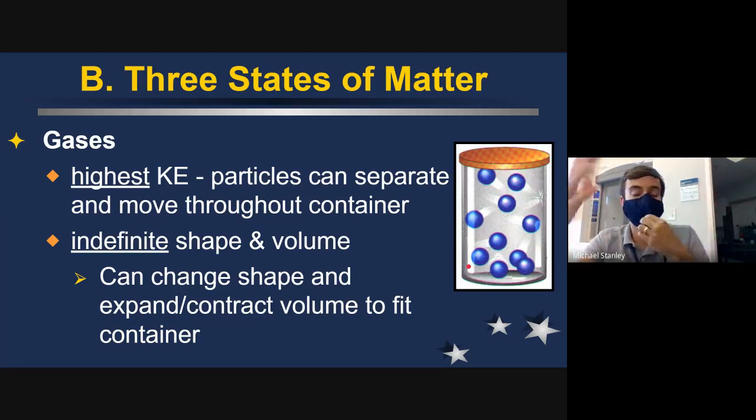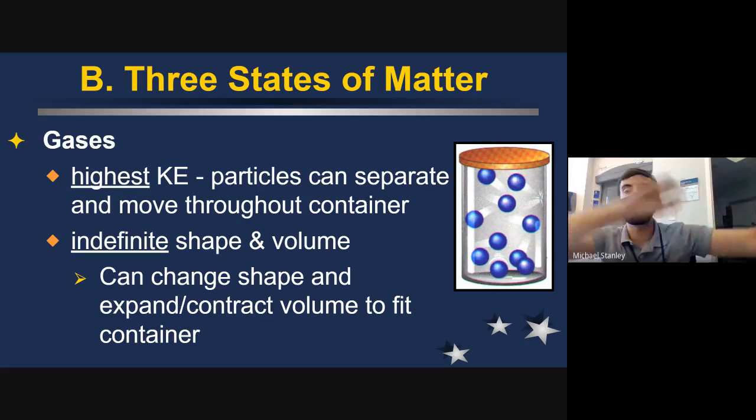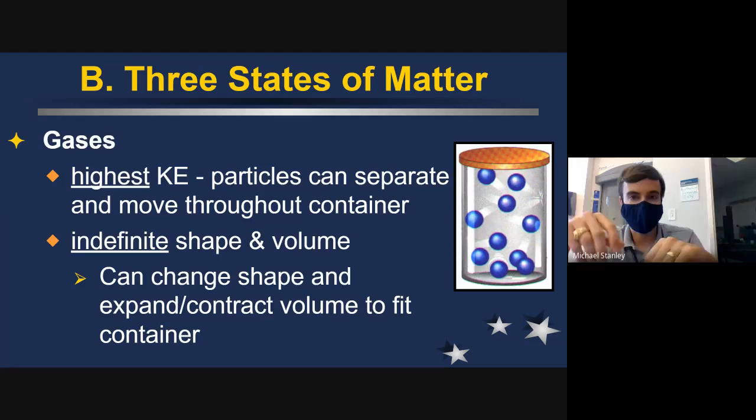All right, so those are sort of our basics. Our solids: lowest energy, closest particles, very set shape and volume. Our liquids: medium energy, a little bit more movement of the particles, don't have a set shape, but do have a set volume. And then finally, our gases: highest amount of energy, very fast moving particles, very spread out from each other. They don't have a set shape or a set volume. They can make a bigger or smaller volume depending on where they are.